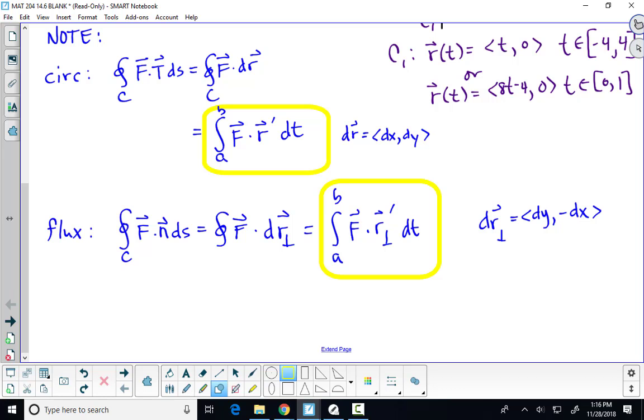Something that kept confusing me when I was doing this homework was when it says dy, negative dx, is that the y and the x of the vector field function, or of the radius function, or what?